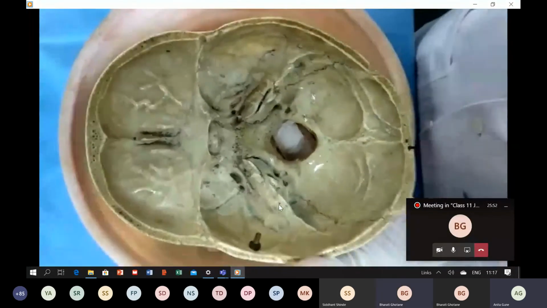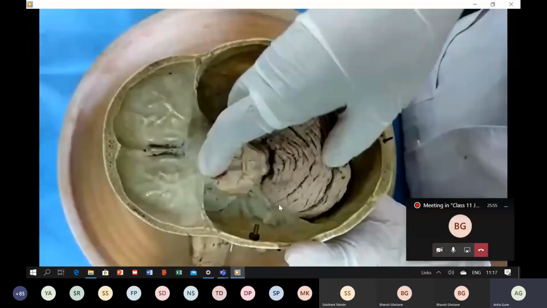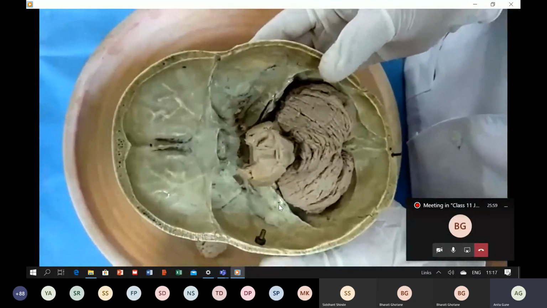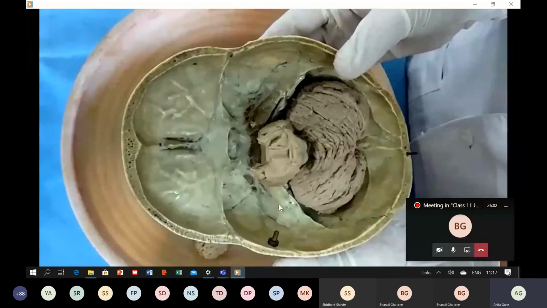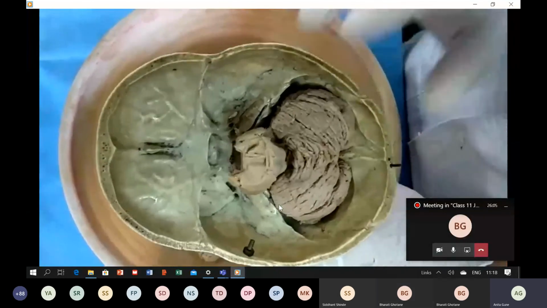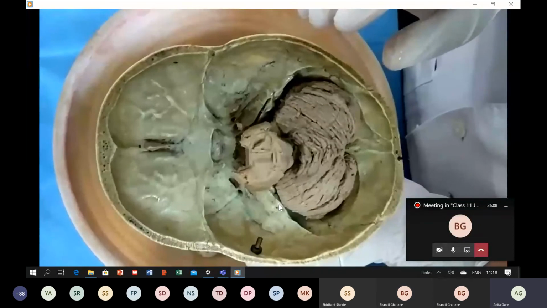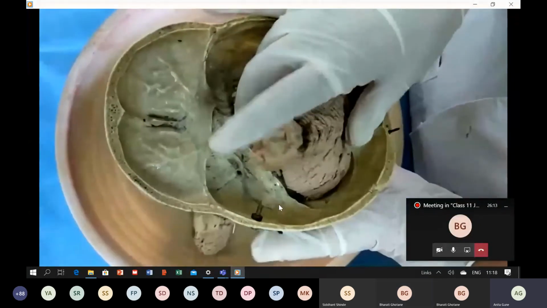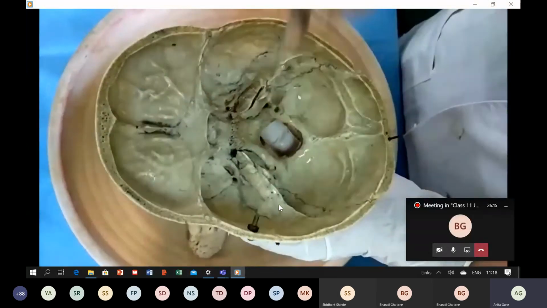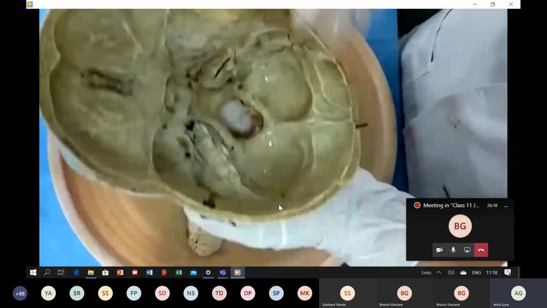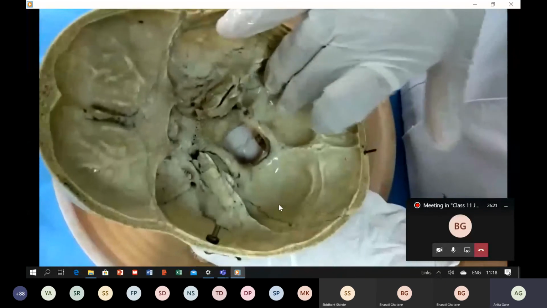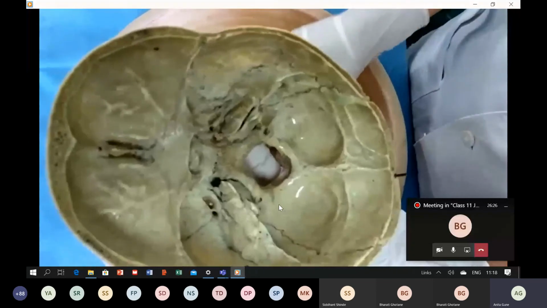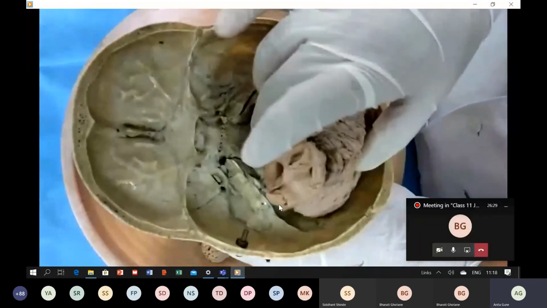Now I will show you the location of the cerebellum. See, it lies in the posterior cranial fossa, in the infratentorial compartment. This is the location of the cerebellum. Can you see here? These are the two fossae for the two cerebellar lobes, right and left.